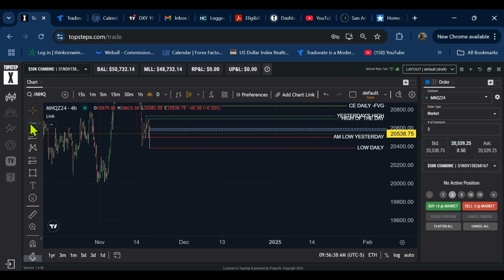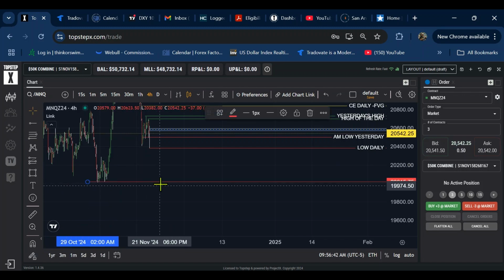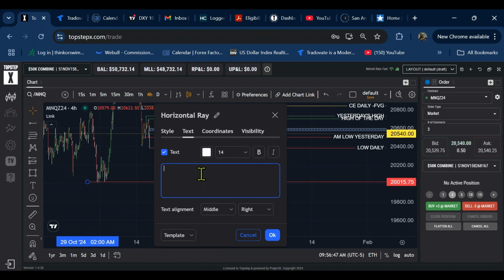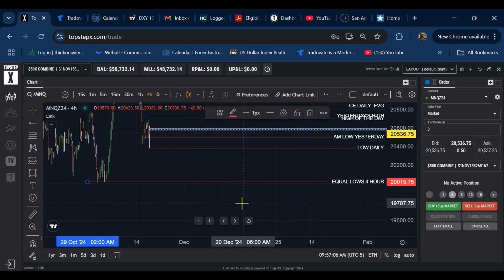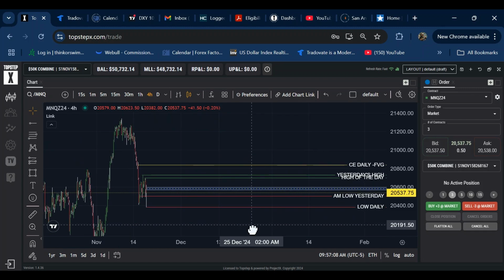That would be a good one to mark out, because if we end up falling out of bed, we'll probably aim for that one right there. And those will be relative equal lows on the 4 hour. All right. So that's my basic hypothesis.